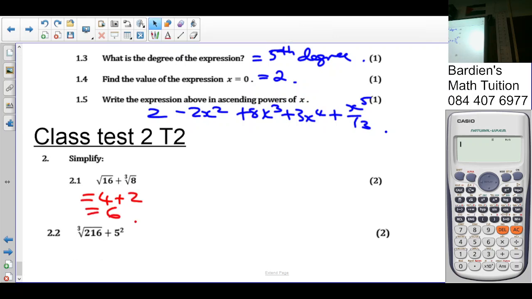Next. A number times a number times a number is 216. 6 cubed is 216. So it's 6 plus 5 squared. 25. That's 5 times 5. 6 plus 25? 31.